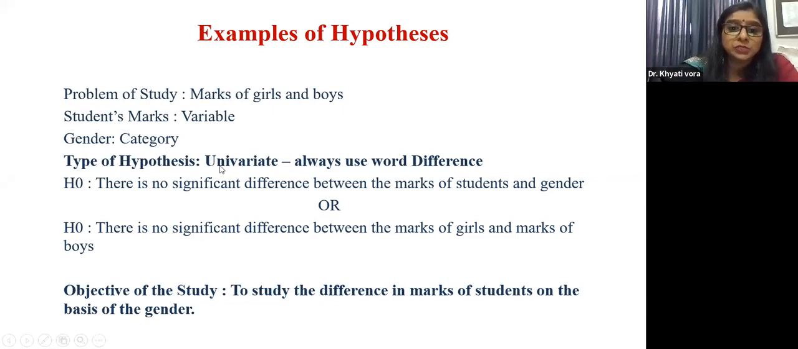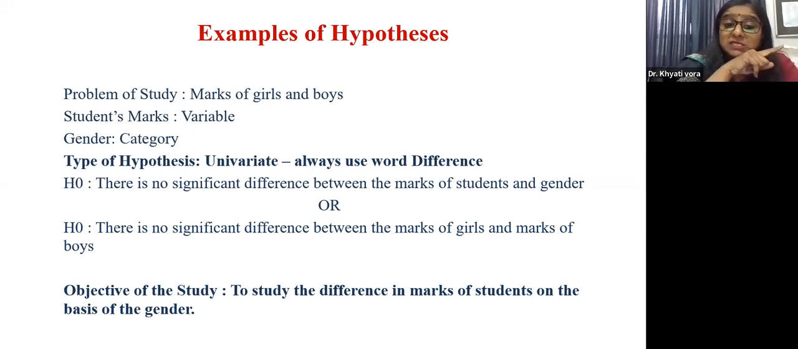So this is a univariate type of study where there is only one variable. And when you are going to study only one variable, can you establish a relationship? Can there be a significant relationship between marks of girls and marks of boys? I hope you're getting this idea. You cannot compare. You can compare the outcome, saying the differences in the marks of the boys and girls. You cannot say there is a relationship between boys' and girls' marks.